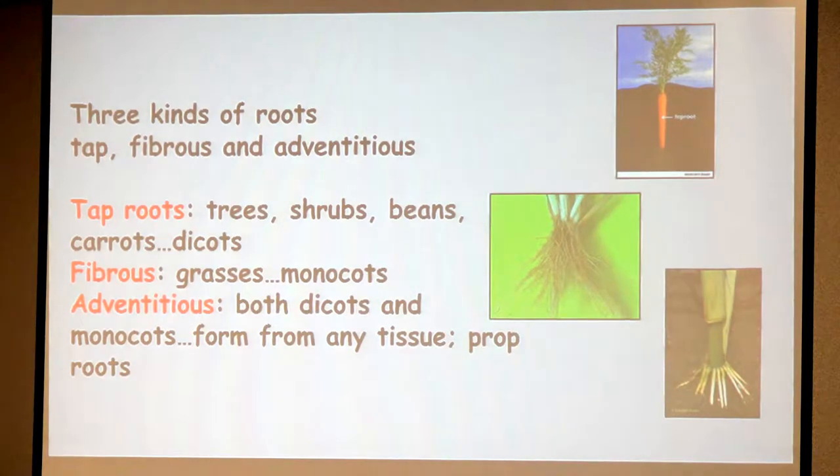There are three kinds of roots in general. We have tap-rooted plants. We have fibrous type plants, called graminaceous type, grass type plants. And we have in some plants adventitious roots that we ascribe different kinds of activities for. The most obvious of all of these is the prop roots that grow out of corn, which actually help prop it up.